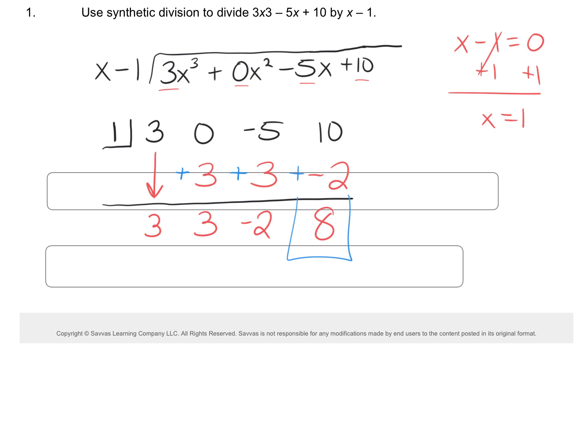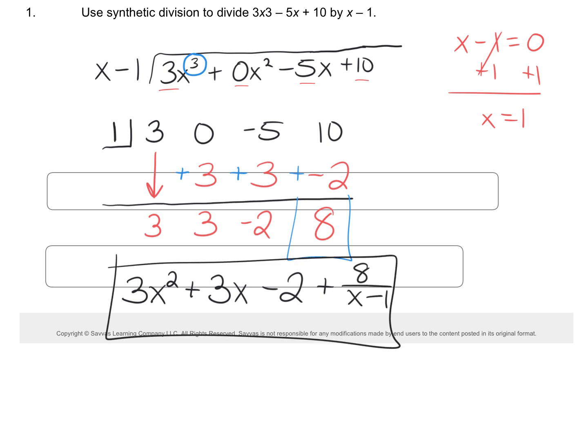1 less than 3. What was the degree at the beginning? 3. So we want 1 less than that. Yeah, x squared. So our degree is going to be squared. So our answer is going to be 3x squared. What's next? Plus 3x minus 2, plus 8 over x minus 1. Good. Now, if we did long division, should we have got the same answer? Yes. Good.